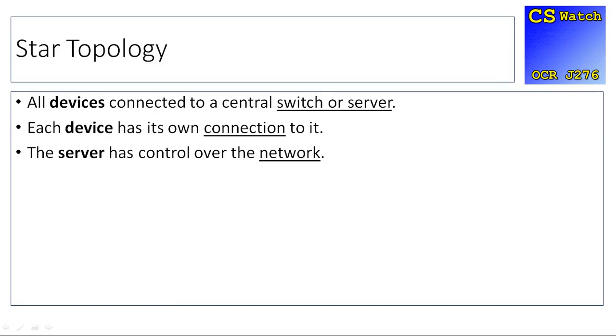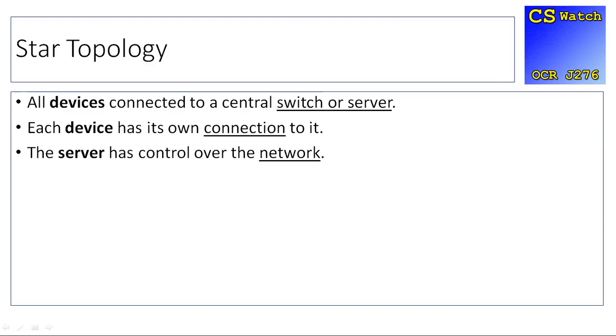All devices on a star topology connect to a central switch or server. And what this means is every single device has its own connection going to the switch or server in the middle, and then that's how it gets its name, a star network, because it looks like the outside of a star. Each device has got its own connection to the central server or central switch, which means if something goes wrong, it's only going to be the one device which is going to be impacted.